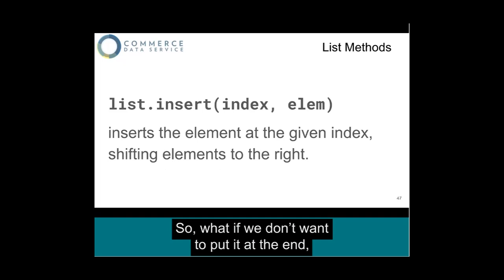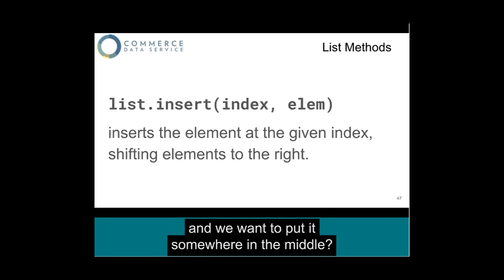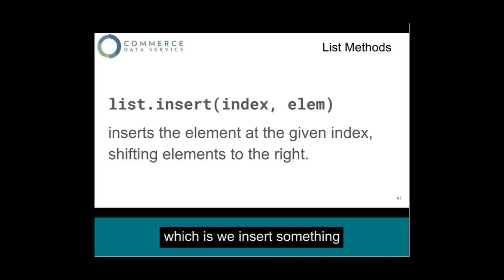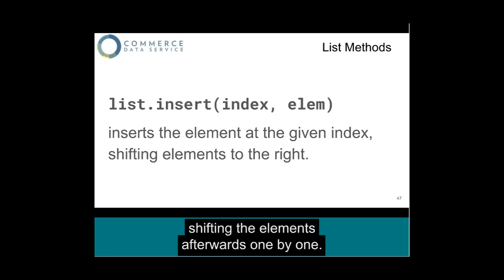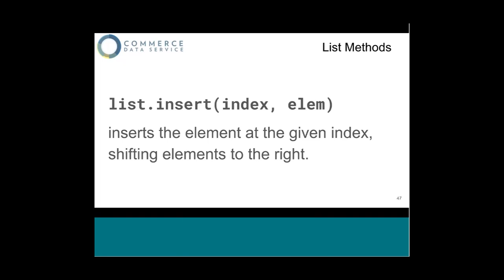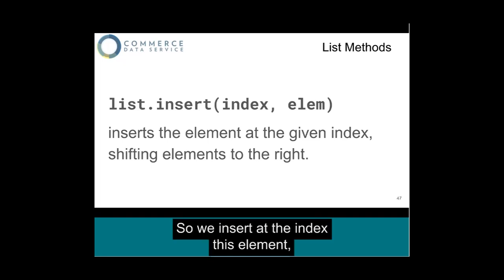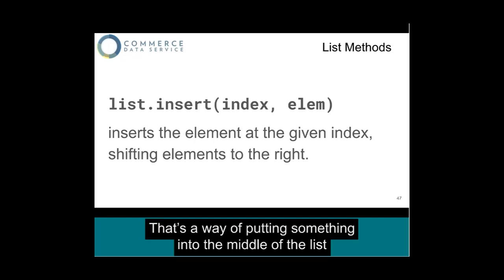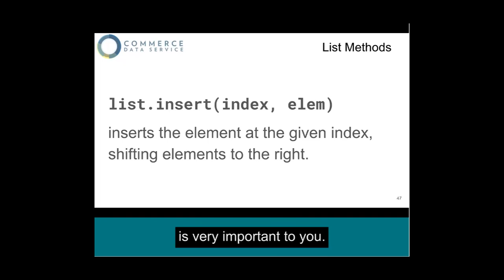So what if we don't want to put it at the end, but somewhere in the middle? So we do the insert method, which is we insert something at the index we give it, shifting the elements afterwards one by one. So we insert at the index this element, and it pushes everything after that index by one. That's a way of putting something into the middle of the list if the order of that list is very important to you.